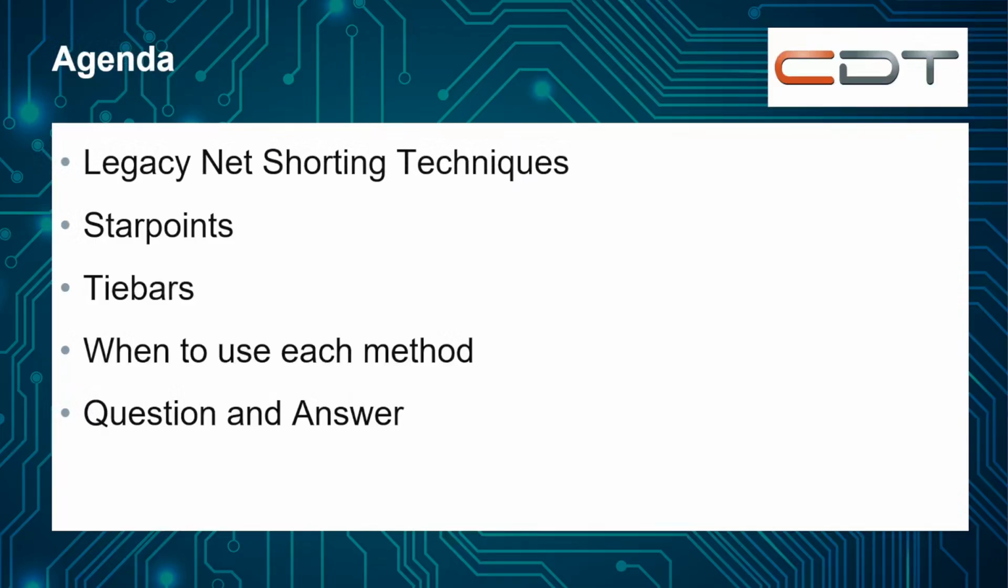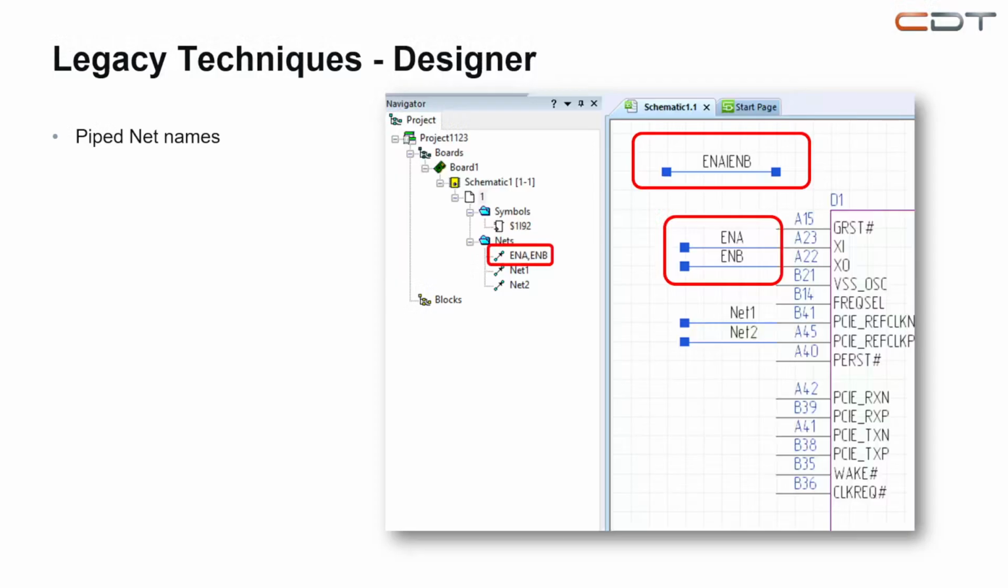There are several legacy net shorting techniques. We will talk about Starpoints, about Tiebars, what is the difference between them, and answer some questions. First, and the oldest technique, is pipe net names.